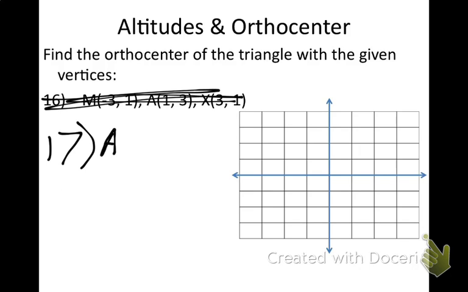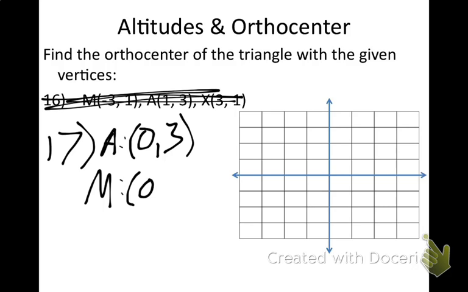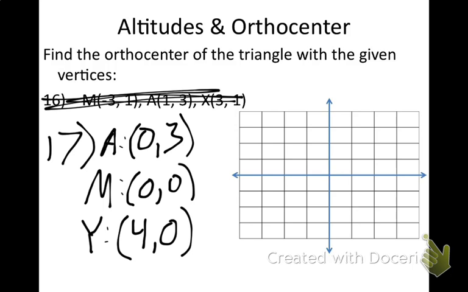We'll say A is at 0, 3. M is at 0, 0. And Y is at 4, 0. Where would the orthocenter be located here? Take a couple seconds, think about it. All right, so as I look at this triangle, first of all, what type of triangle do I have? It's a right triangle. Do you remember what we said altitudes were? Weren't altitudes just heights? So as I look at that triangle, where do you suppose my orthocenter is going to be located?